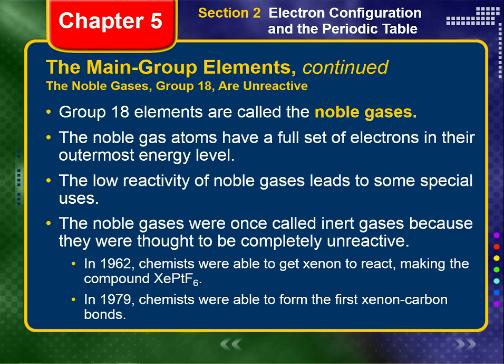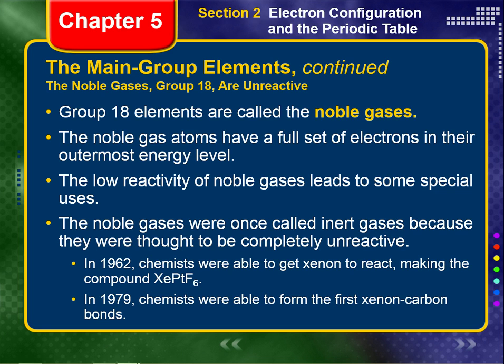Group 18 elements are called the noble gases. The noble gas atoms have a full set of electrons in their outermost energy level. They satisfy the octet rule. They have the full 8. They're said to have a noble gas electron configuration. The low reactivity of the noble gases leads to some special uses.